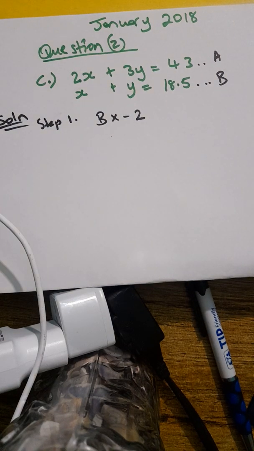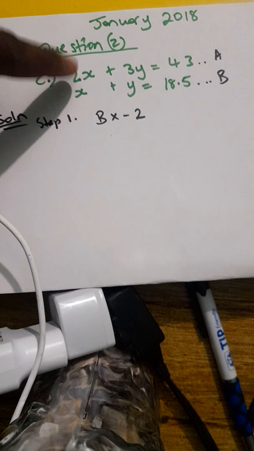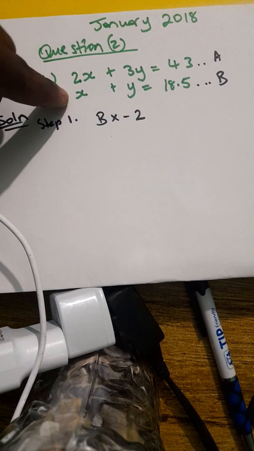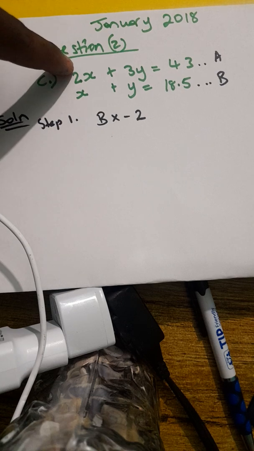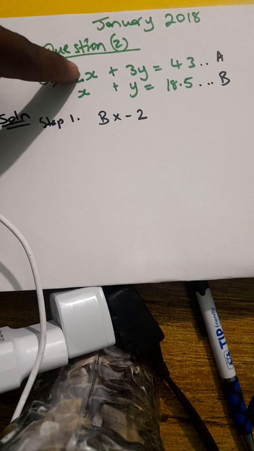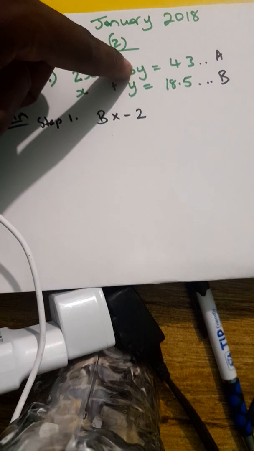Alright, let us continue. This is January 2018 question 2C. As I said, this is definitely a level 2 question because the smaller number is able to go into the other number without leaving a remainder, which means the smaller number is a factor. So 1 is a factor: 1 into 2, 2 times; 1 into 3, 3 times.